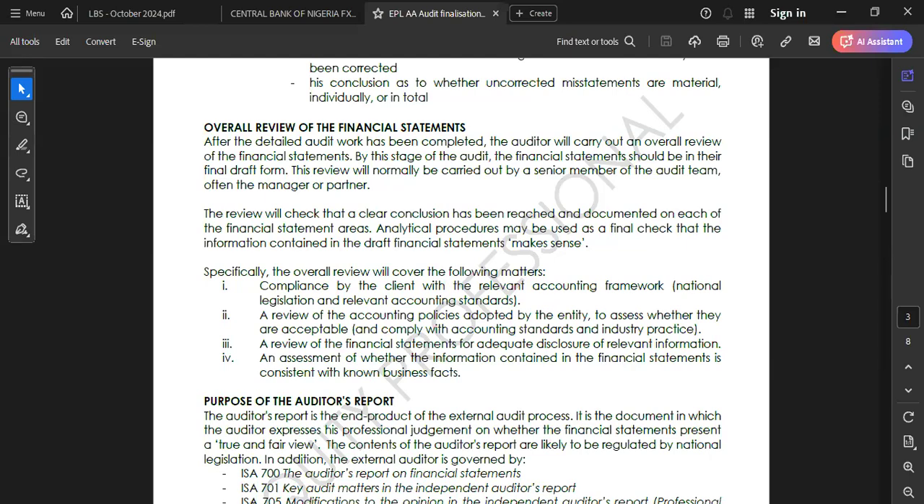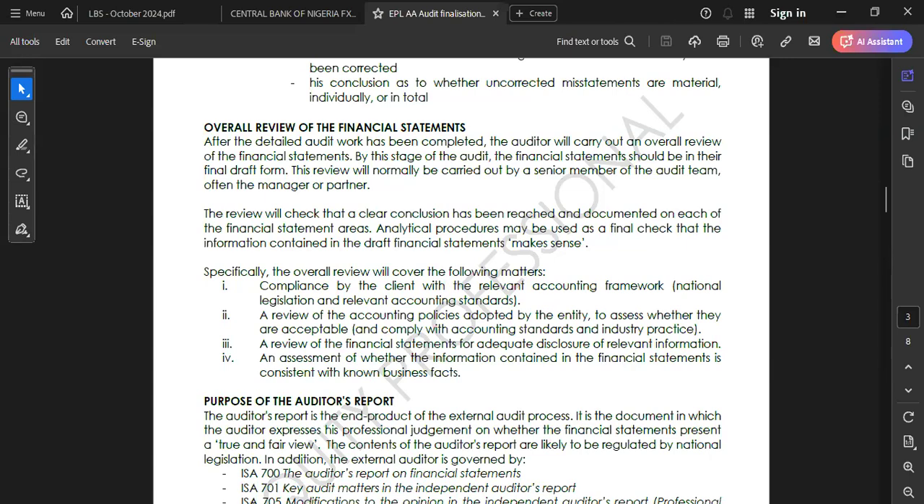And the reason for analyzing, carrying out substantive testing and analytical procedures, is that the auditor wants to check whether this financial statement makes sense. So there is a holistic review of the financial statement. The review will include whether the client has complied with the applicable accounting framework. Now, there are some countries that have their national standard on preparing financial statements, so the auditor will check compliance with that. Now, there are international accounting standards, your IFRS. The auditor will check whether the financial statement has been prepared in line with that.